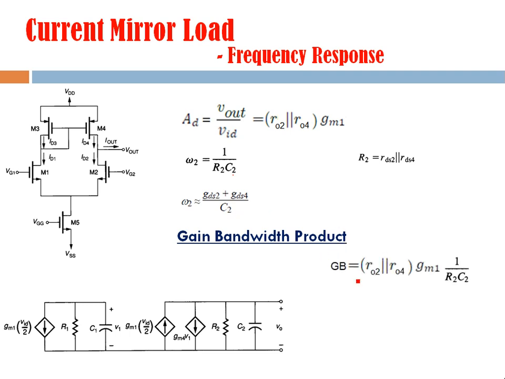Just find the product of voltage gain and cutoff frequency. This voltage gain is coming from this voltage gain expression, and this cutoff frequency is coming from here. But you know this R2 is the parallel combination of these two resistances, so this is just R2, it will cancel this R2, and that way the gain bandwidth product is given by this expression, right?